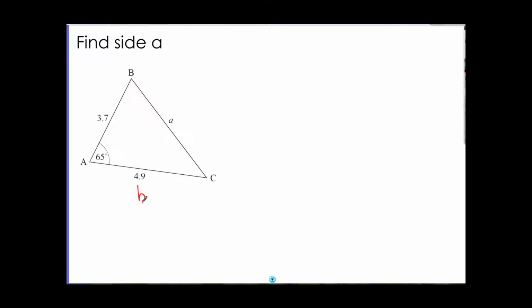Start by making sure that everything is properly labelled, so I'm just going to write in little b there, and call that side little c. Then start off by writing down all of the angles and all of the sides, and just taking a look at what we've got.